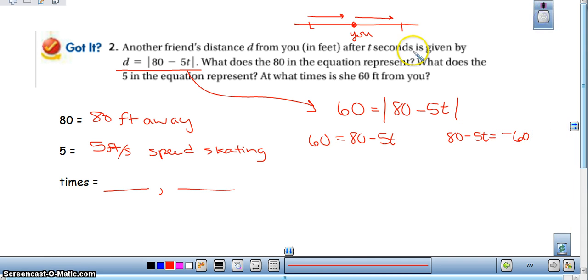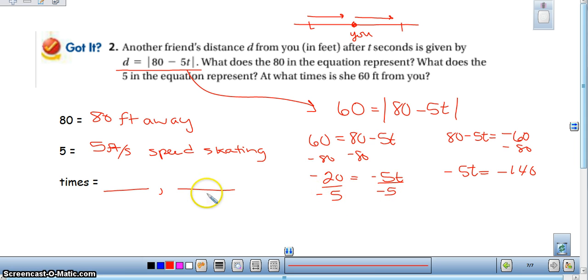You're going to continue to solve this equation by subtracting 80 on both sides. As we subtract 80, we're going to have a negative 20 equals negative 5t. Here when we subtract our 80, we're going to have a negative 140 is equal to the negative 5t. If you are solving this, we should divide both sides by negative 5 so that our time actually comes out positive. Our first one is going to be 4 seconds. And our second answer, as we are taking a look, when we divide by negative 5.